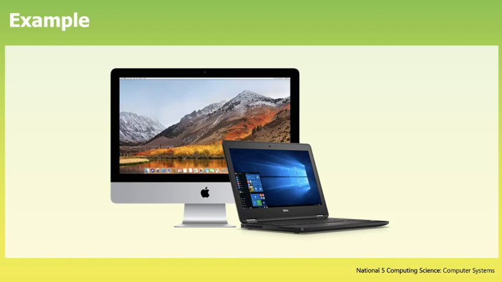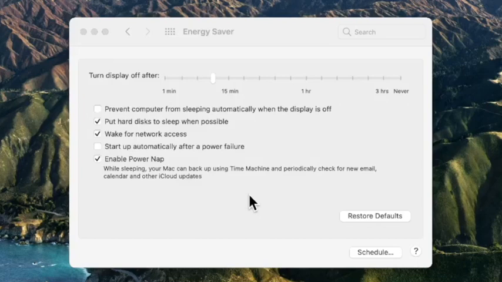So let's have a look at some of the features that I can control on that to reduce the environmental impact. Here I am within the energy saver settings within my Mac. And you can see the different settings I have. I have the ability to control when the display goes into sleep.